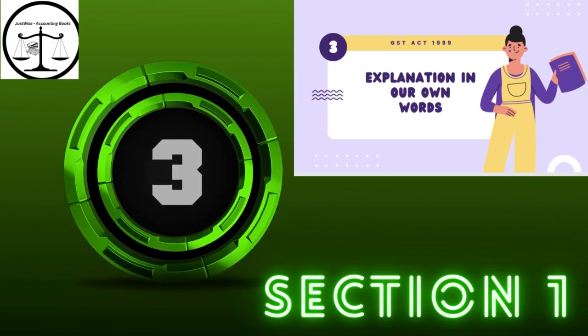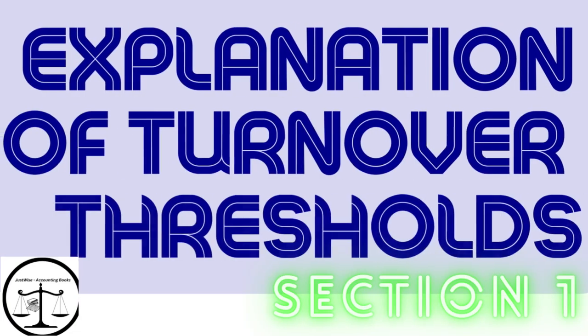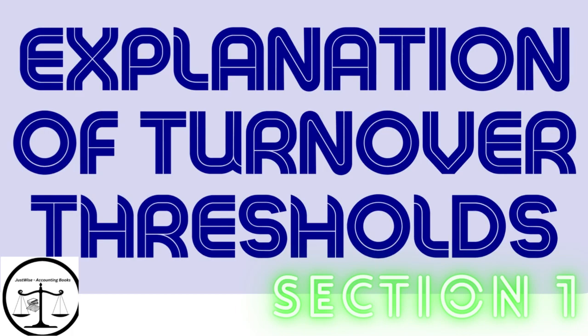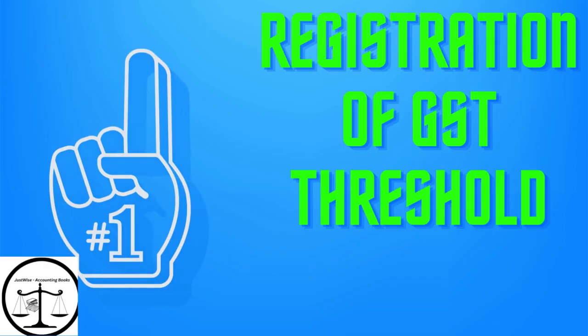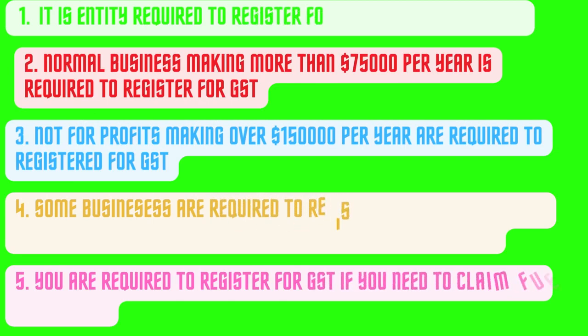Now we will explain this whole section in our own words. Explanation of turnover thresholds or limits, in other words. So, friends, firstly we will look at the threshold for registration for GST under Section 23-5 of the GST Act. Friends, just be clear that it is the entity that carries on an enterprise, not the enterprise, that is required to register for GST.